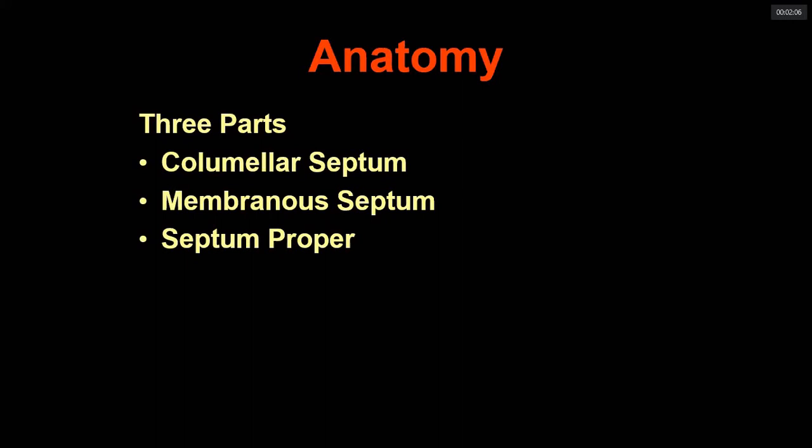Anatomy. Okay, the nasal septum has three parts. This is a very common question, and in exam, in viva, and everywhere you are frequently asked this question: what are the different parts of nasal septum? Okay. So the different parts are columnar septum, membranous septum, and the septum proper. So what these parts are, we are going to study here.